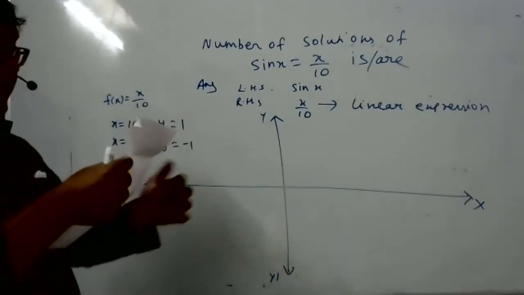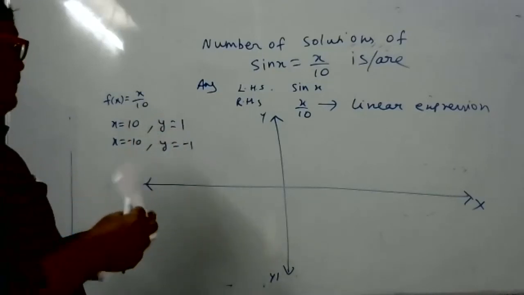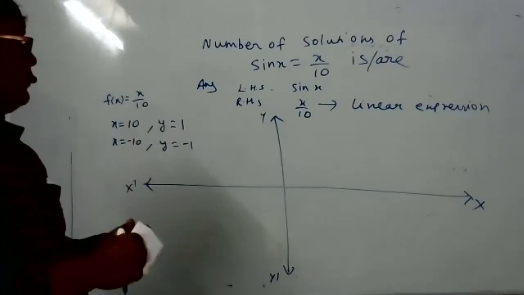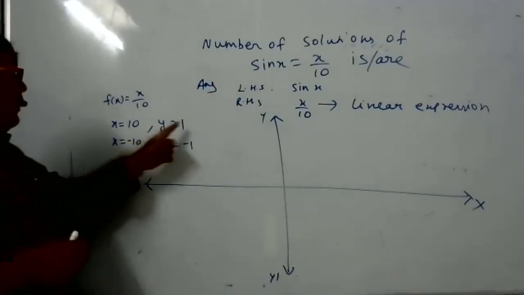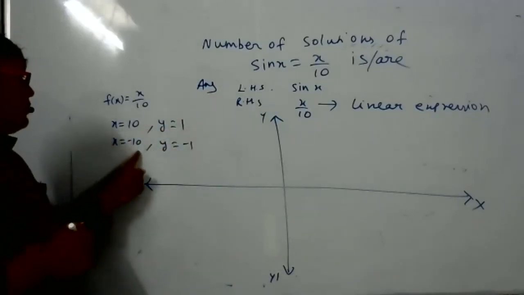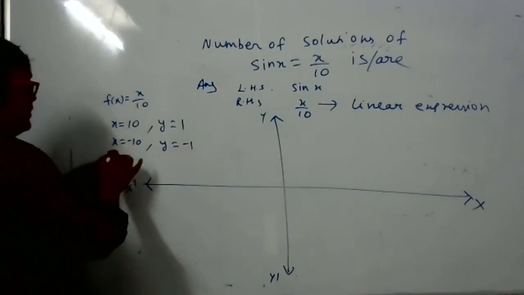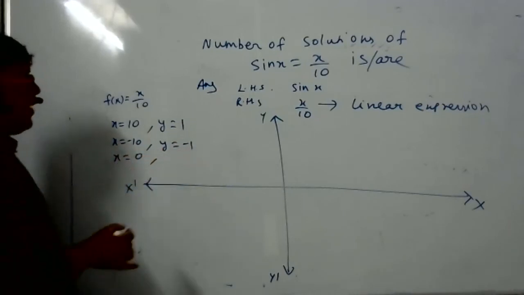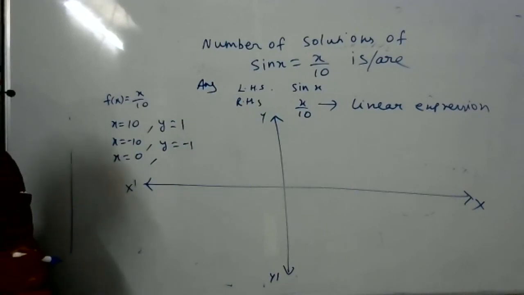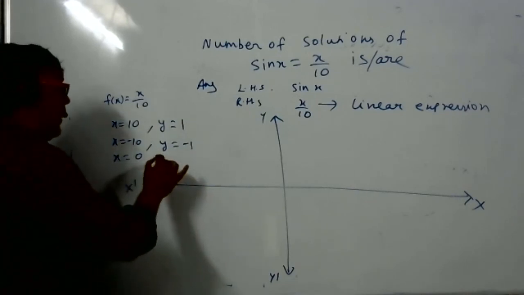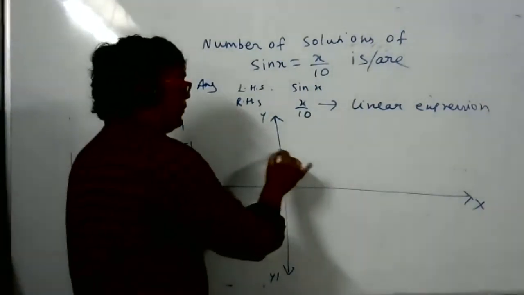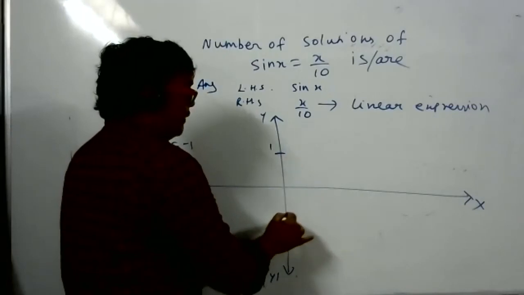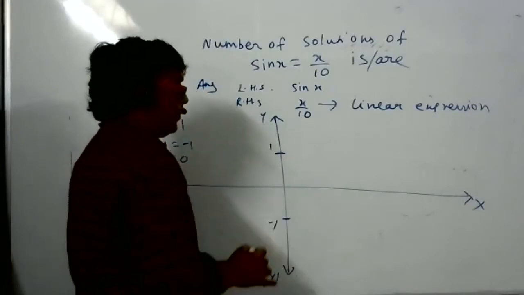They are saying that, no, they have not told where to where. Okay, this is the only question. Suppose x is 10, y is 1, and x is minus 10, y is minus 1. X is 0. X is 0 means y is how much? 0. This means the line will pass through the origin. This is 1. Here it is minus 1.